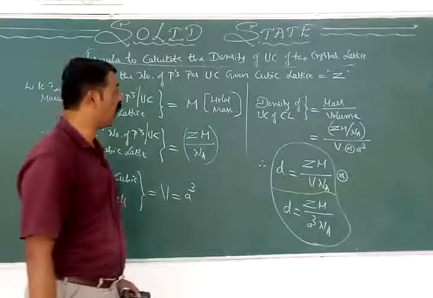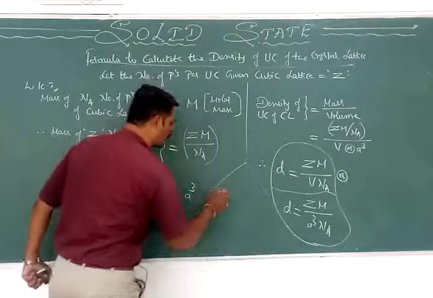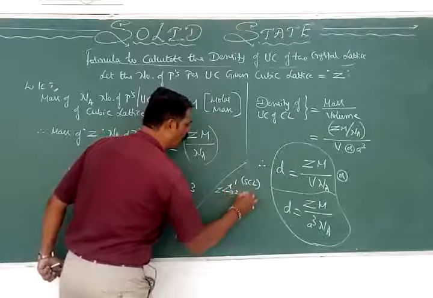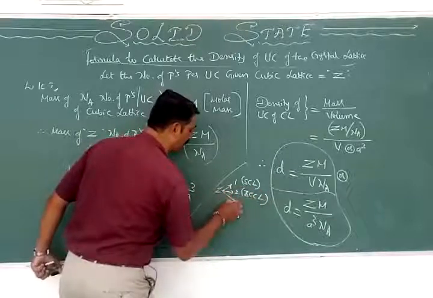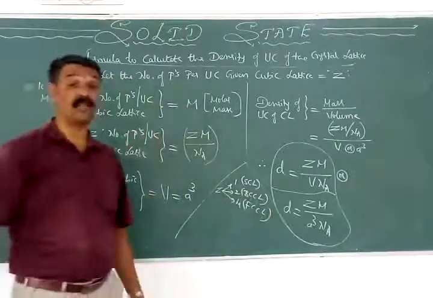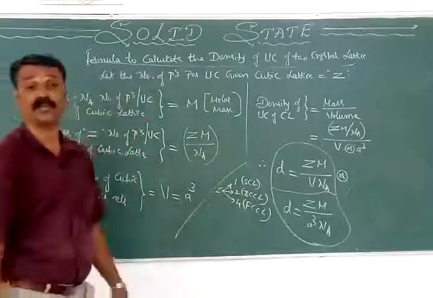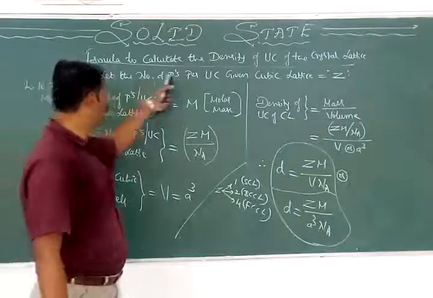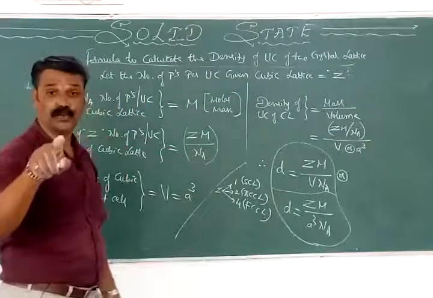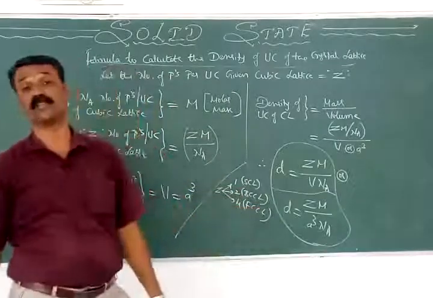So here, you have to know the terms for that. What are the terms here? Z is 1 for SC lattice, 2 for BCC lattice, and 4 for FCC lattice. What is that? The number of particles. Number of particles with respect to SC is 1, BCC is 2, and with respect to FCC it is 4. So that is the number of particles per unit cell, which we have considered in the form of Z. If it is a simple cubic unit cell, its value is 1, 2 means it is a BCC lattice, and 4 means it is an FCC lattice.